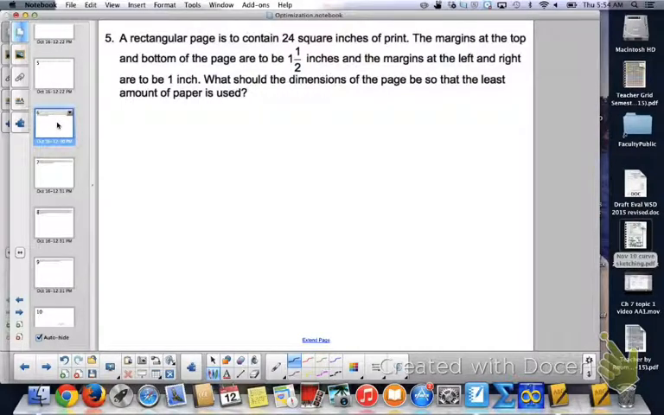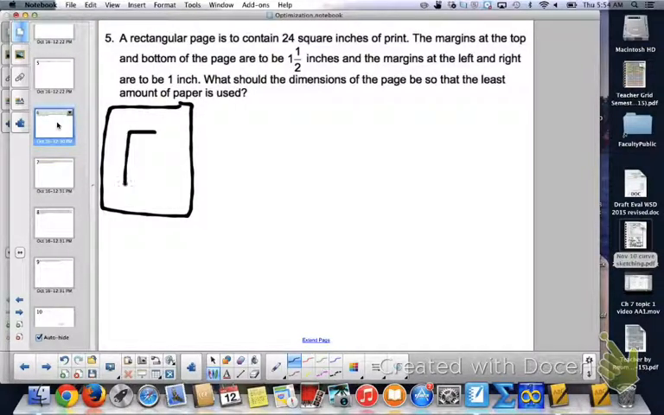Okay, a rectangular page is to contain 24 square inches of print. So let's see, we have a regular rectangular page, and this is 24 inches squared in here. The margins at the top and bottom are 1.5, so this is 1.5, this is 1.5, and the left and the right are 1 inch. What should the dimensions of the page be so that the least amount of paper is used?